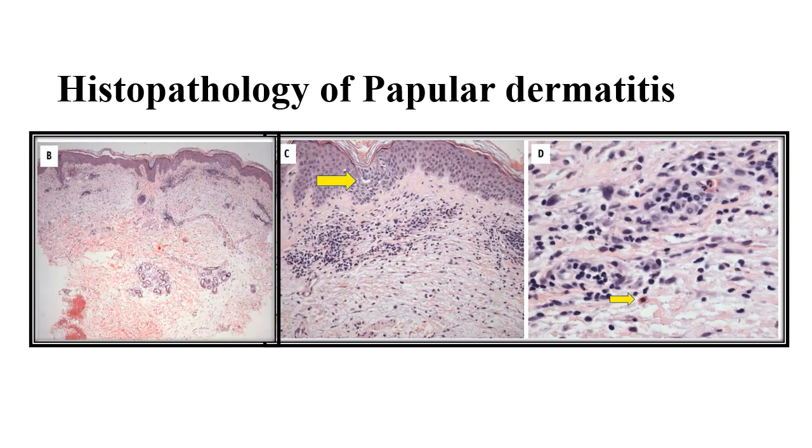Now, this picture shows the histopathology of papular dermatitis. This is the scanning magnification. In this we can see the superficial and mid perivascular and interstitial lymphocytes, whereas these two are the closer inspection. They reveal focal spongiosis, and in this we can see dermal eosinophils.